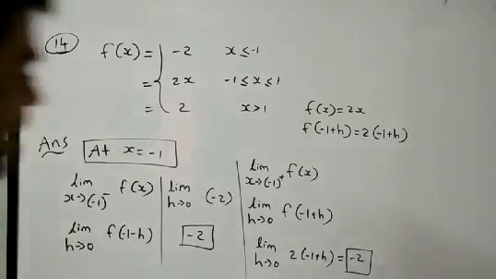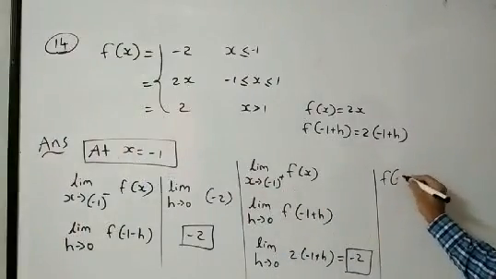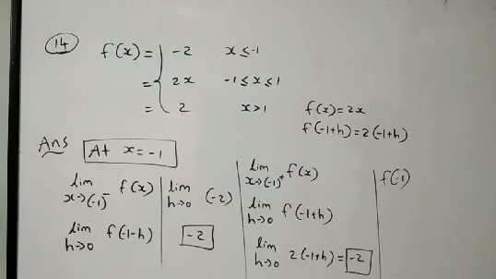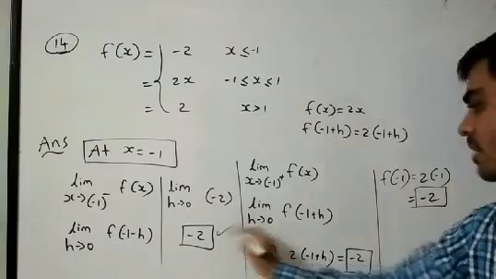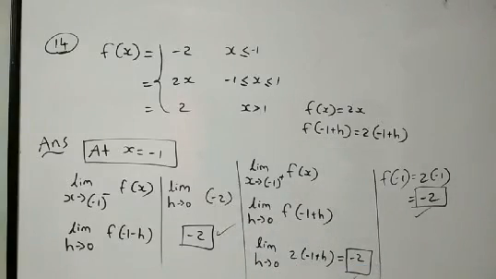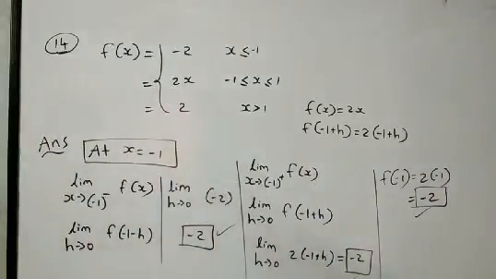Now let us check at x equal to minus 1. f of minus 1 is 2 into x, which is minus 2. Minus 2, minus 2, minus 2, continuous. Therefore the function is continuous at x equal to minus 1. I hope you understood it, right?